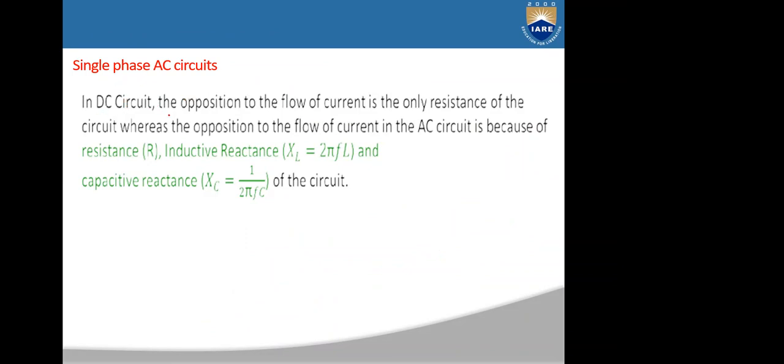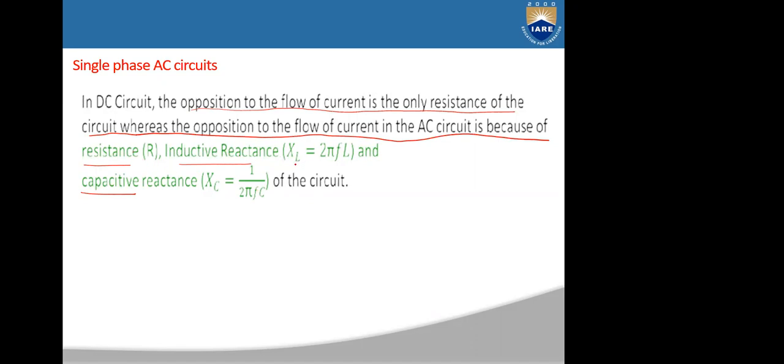Here, in a DC circuit, the opposition to the flow of current is only the resistance. But in case of an AC circuit, it is because of resistance, inductance and capacitance. Because of the three elements, we are getting the opposition in AC circuits, and that we are calling the reactance.